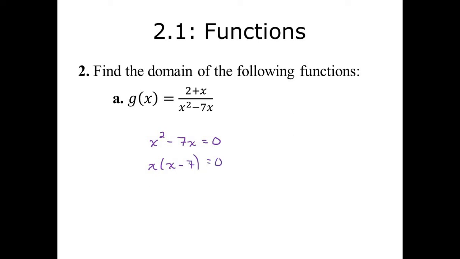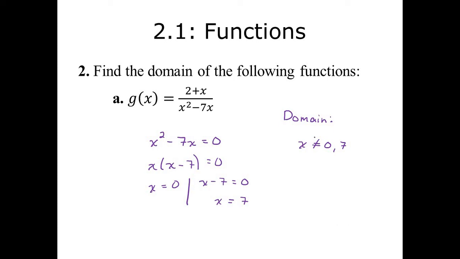And then we can use the zero product property to say x equals 0 or x minus 7 equals 0. And solving x minus 7 equals 0, you get x to be 7. So these two values, 0 and 7, would create a division by 0. So our domain is a set of real numbers, but we can't have the values of 0 or 7. So x cannot be 0 or 7.